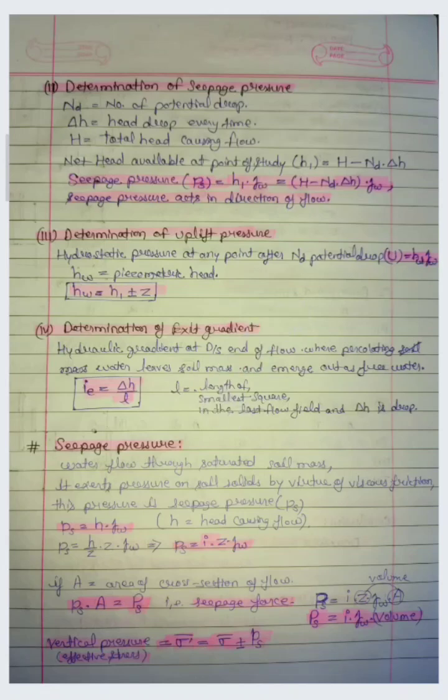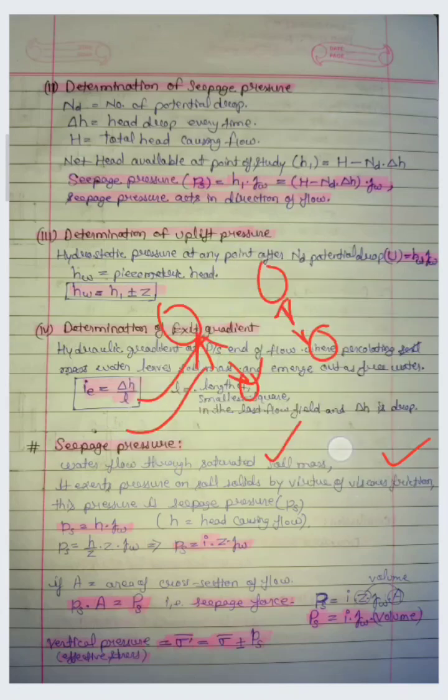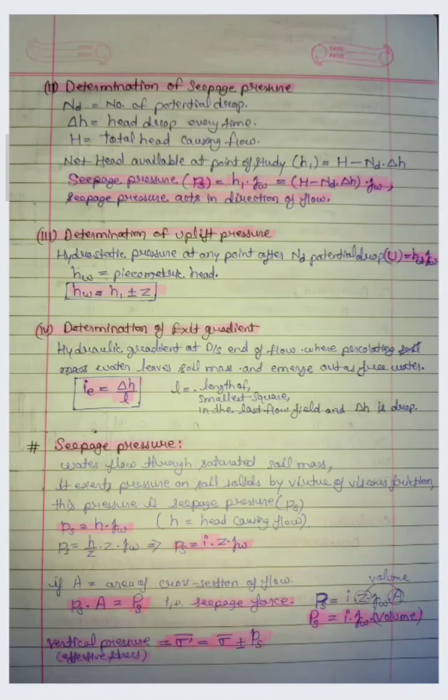Now, seepage pressure. When water flows through a saturated soil mass, it exerts pressure on soil solids by virtue of its viscous force. This pressure on the soil grains is called the seepage pressure, denoted by small p subscript s. Now, Ps is equal to H into gamma W, where H is the head causing the flow. So at the place of H we put the value, so the seepage pressure will be i into Z into gamma W.